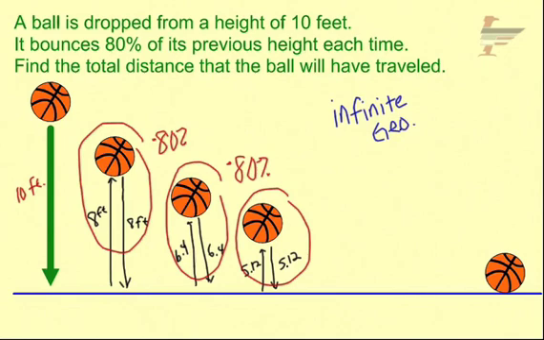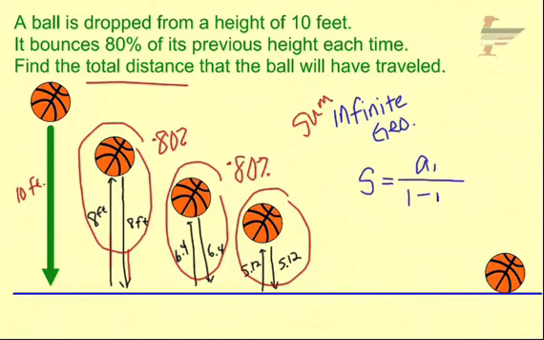So if we want to know the total distance, we want to add all these up. We want to add up the 10 feet and the 8 feet and the 8 feet and the 6.4 and the 6.4. So because we want to add all of these up, we're looking for the sum of the infinite geometric series. We have a formula for that, which is a sub 1 divided by 1 minus r. Now, the ratio, what we are multiplying by each time, is going to be 80%, or I'll just write it as the decimal 0.8.